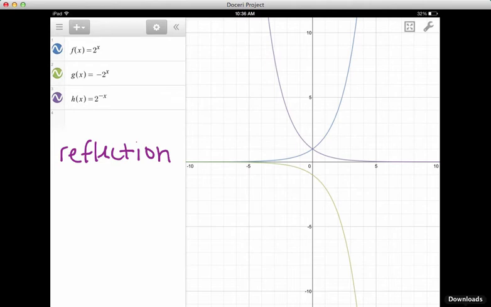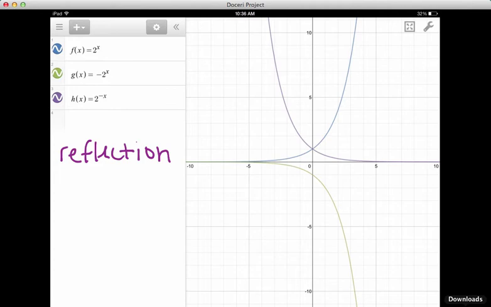This next example shows reflections of an exponential function f of x about the x and y axis. G of x is reflected about the x-axis and h of x is about the y-axis. The difference between the two is the placement of a negative sign.